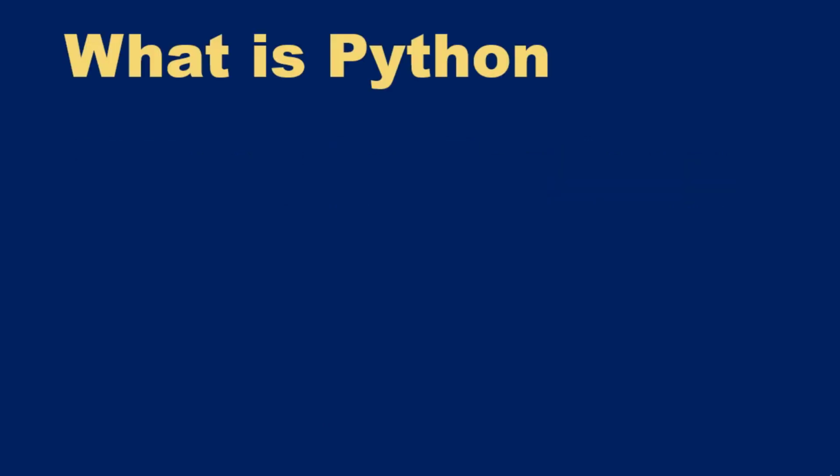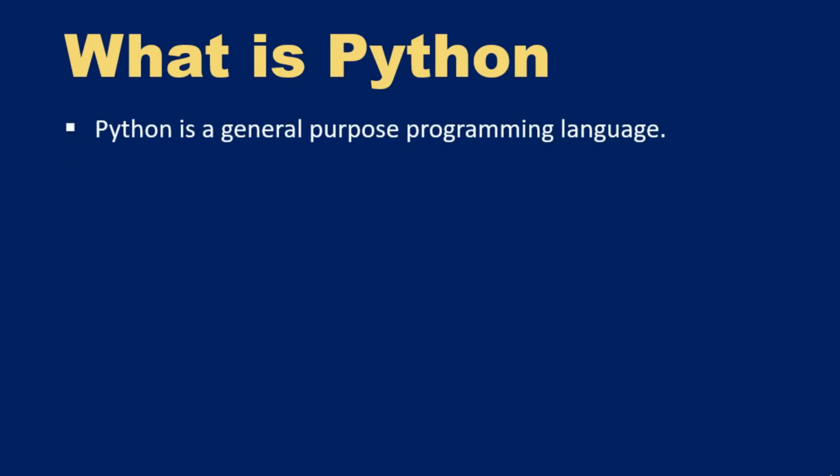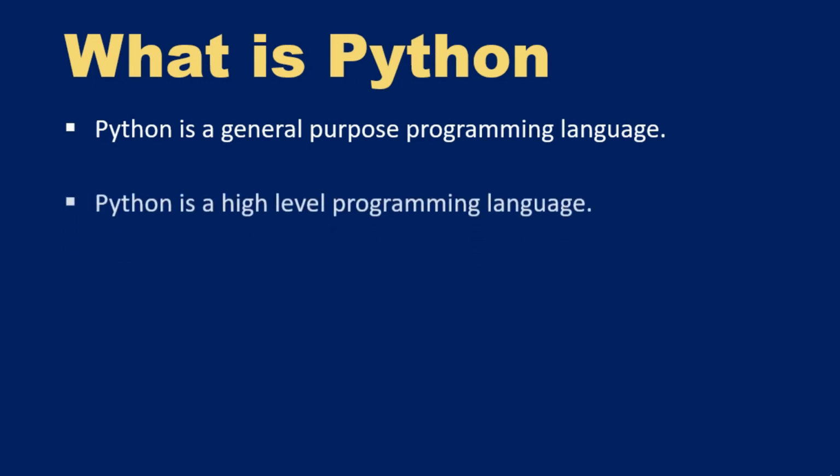Python is a general purpose programming language. This means it can be used to write computer programs for various things like games, data science, websites, and so on. Python is also a high-level programming language.